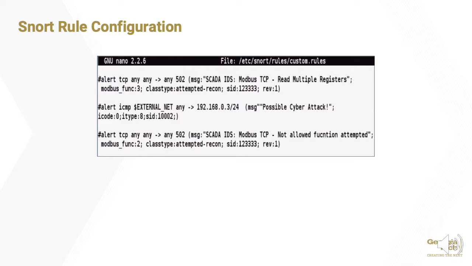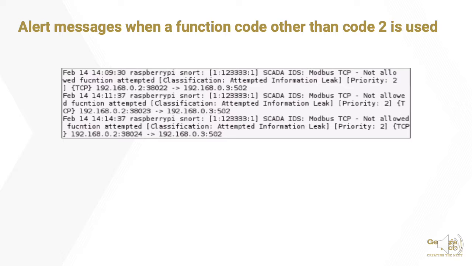The first rule indicates that an IP, whether internal or external, is attempting to read multiple registers of the PLC, and therefore an alert is being triggered, as this might be an attempt of an attack. The second rule is regarding a potential attack by an external IP address, which tries to send a ping command to the protected network. The last rule is the one that we have already discussed.